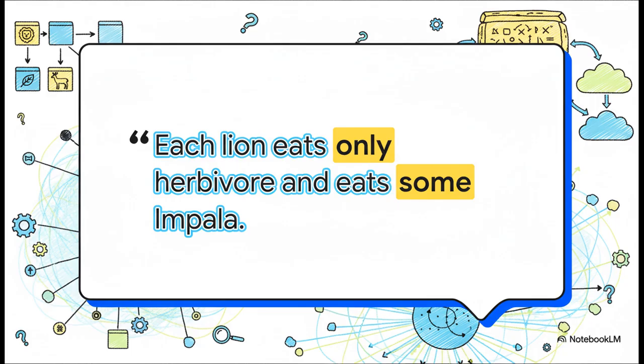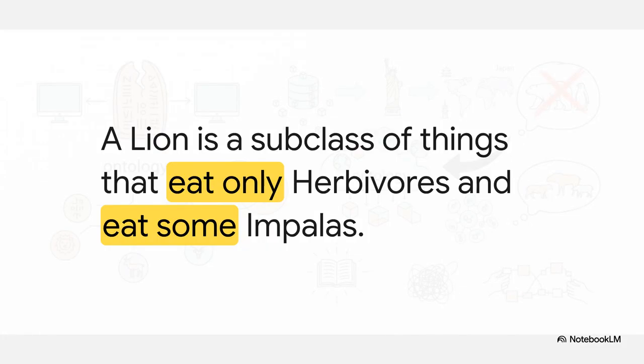It seems totally straightforward to us, right? But for a machine, this sentence is a minefield of potential confusion. Let's see how we fix that. So here's the very first step toward clarity. We translate that sentence into a more structured, logical form. Notice how we're making the relationships super explicit. A lion is a subclass of things that eat only herbivores and eat some impalas. Just by doing that, all that ambiguity, it just starts to melt away.